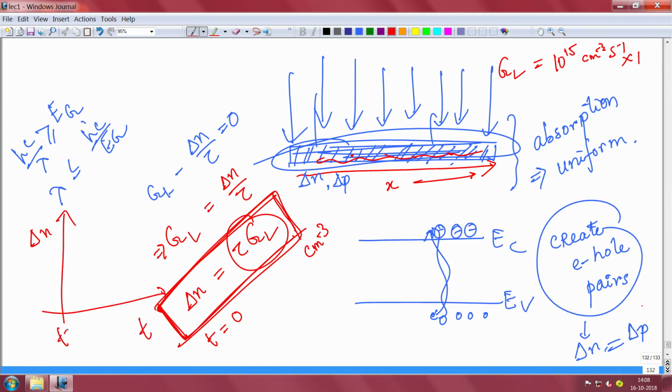Then at time t equal to 0, when I switched off the light, this is the excess carrier that was there. This point is actually tau times gL. This is the extra value here, and it will decay from here exponentially, going asymptotically to a low value. So that will decay exponentially. And how do you actually do that? You solve the continuity equation again with that boundary condition.